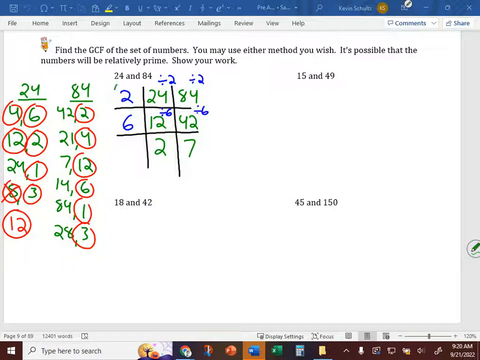We look at our numbers on the left. We multiply them together. And 2 times 6 equals 12. Same answer as we got with the listing method.